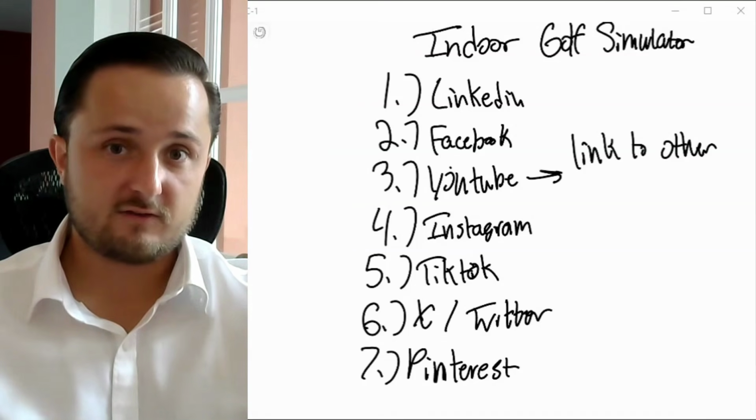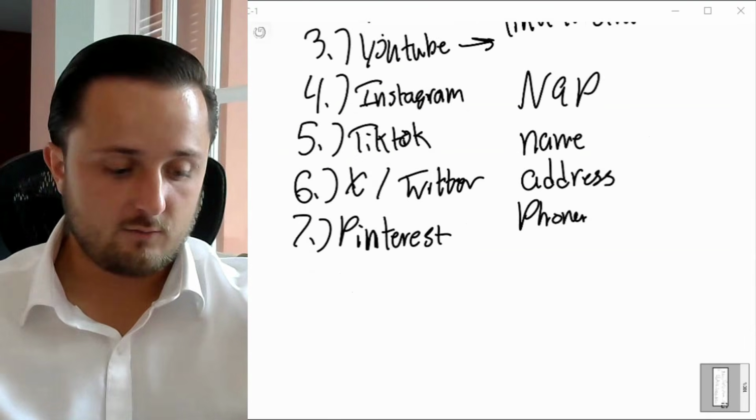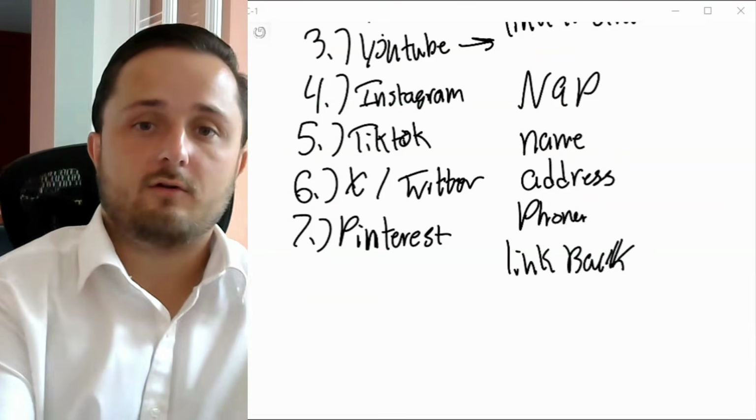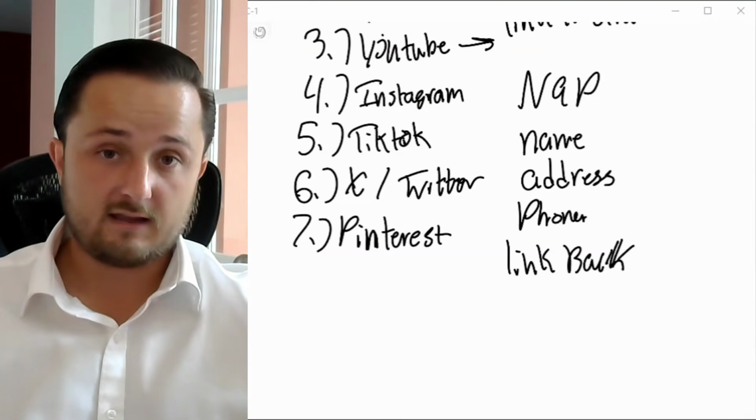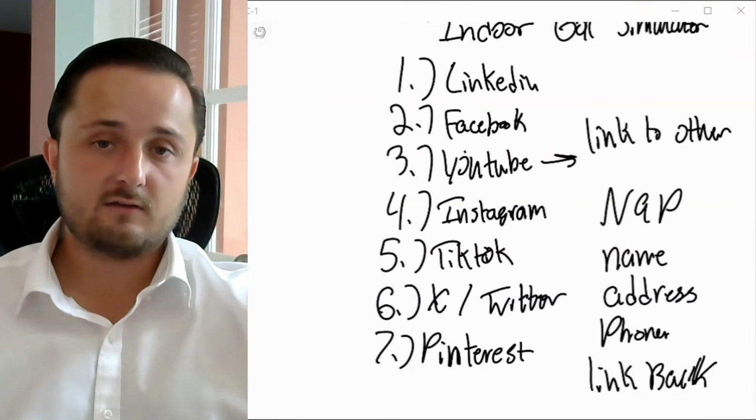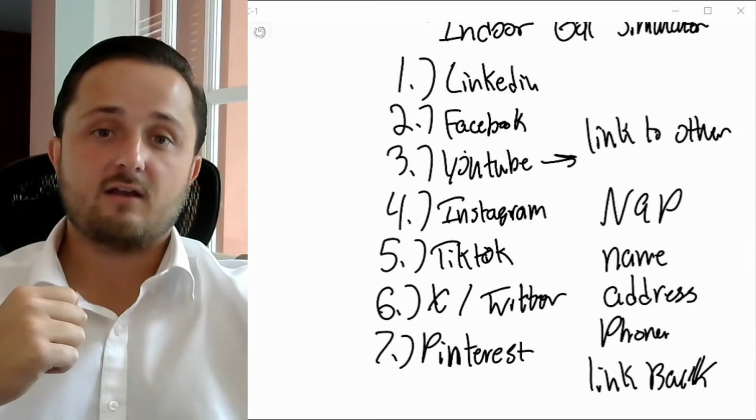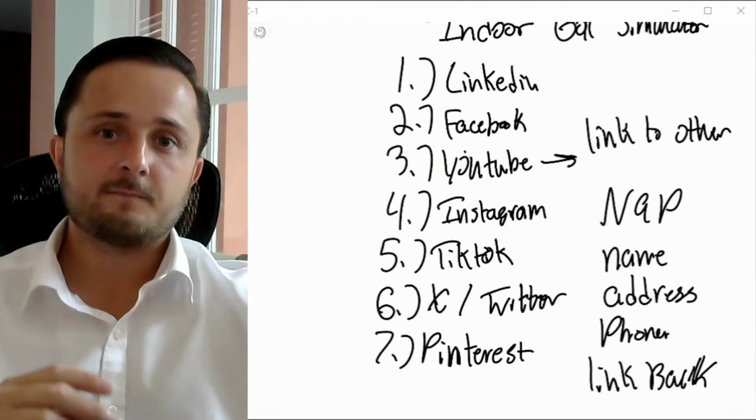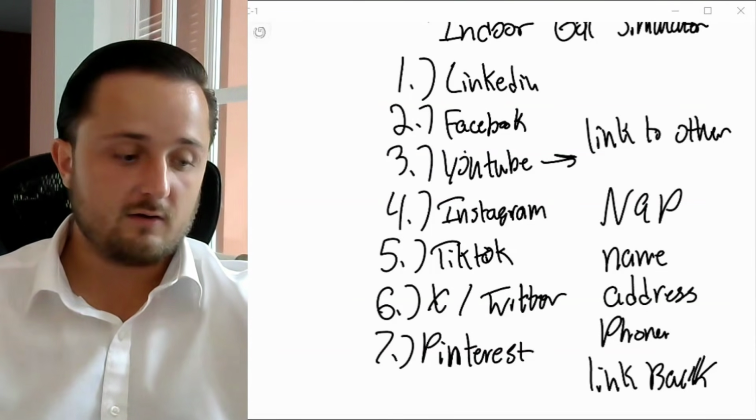On each of these 7, we need to maintain a consistent name, address, and phone number, and you also need to include a link back to your site. So in your bio or your about section, make sure that you have a consistent name, address, phone number, and link going back to your website. Even if you don't plan on consistently posting on these platforms, we still need to make these social listings so that all of the AIs or LLMs, Google, and the other search engines can find these social listings and get a whole bunch more information about who we are.